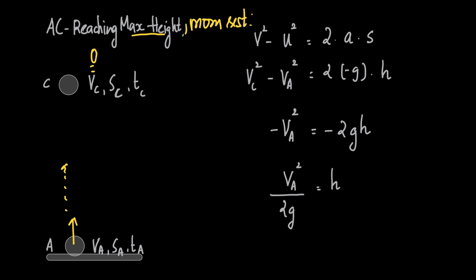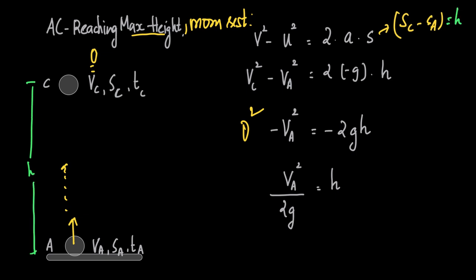Applying V squared minus U squared is 2AS. Vc is 0, which means we have 0 squared minus U is VA minus G. And this time S is, what is S? S is actually equal to SC minus SA, which is equal to this distance, this height, which is the complete height, H. So we get VA square is equal to 2GH, or H is equal to VA squared by 2G.